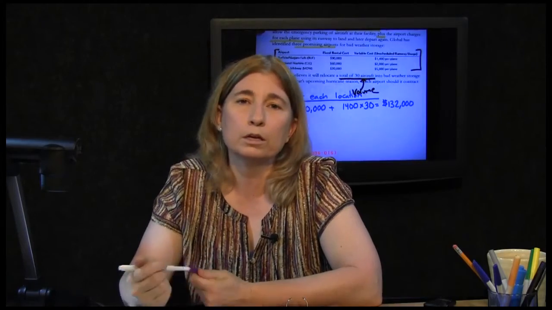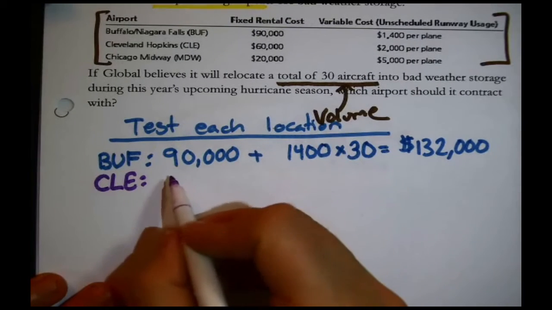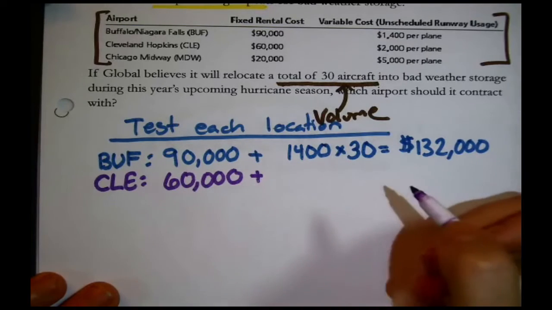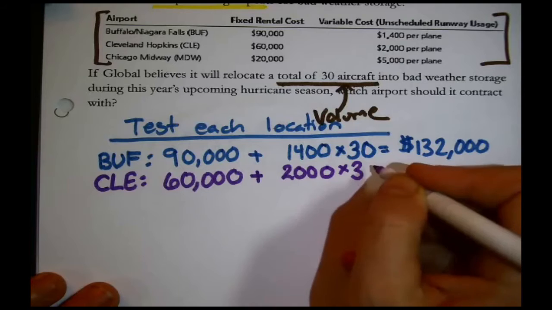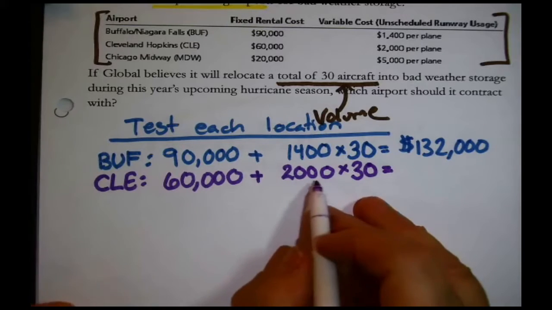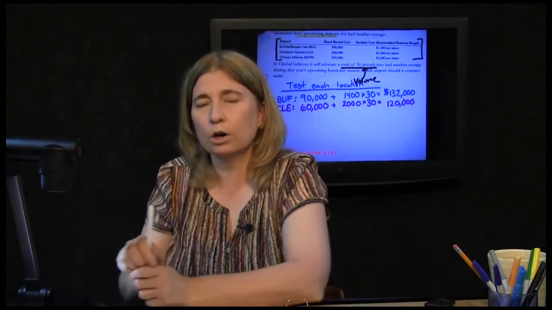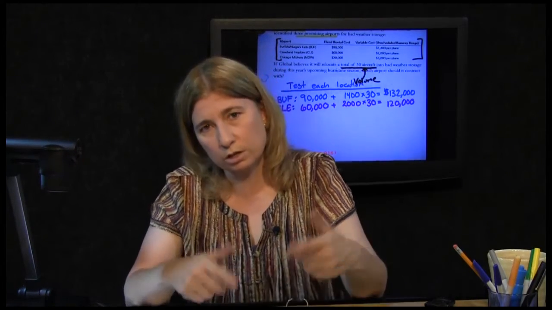Oh, all right. Now, wait a minute. As compared to Cleveland. Cleveland, the upfront fixed cost is not as high. They would charge $60,000. But they want more for each unscheduled interruption to their plans. $2,000 per plane runway usage. Okay, so $60,000 plus 2,000 times 30, I get 120. A total annual cost of $120,000 at Cleveland Hopkins Airport. Now, I'm not sure yet where they should locate, but I already know that they would prefer Cleveland to Buffalo because the cost is lower.